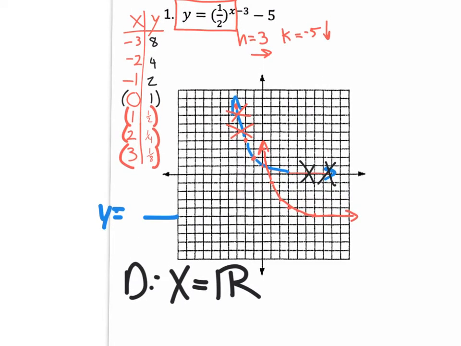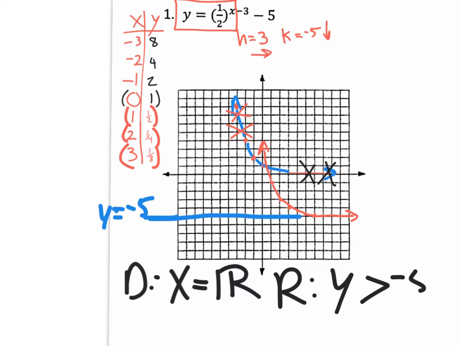Right? Your K value. So Y equals -5 is that line. So we know that it never goes below the Y equals -5 line. It infinitely approaches it but never actually goes below it. So the range, you would say it's all your Y values that are above -5. That would be greater than -5. So that's a review of exponential decay.